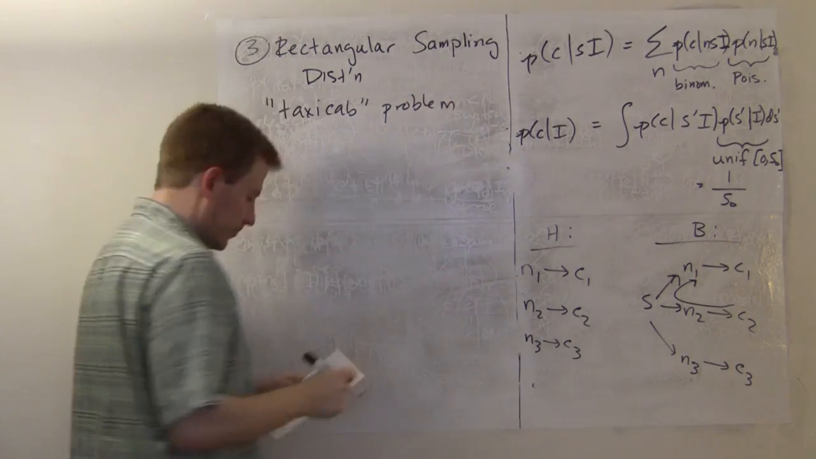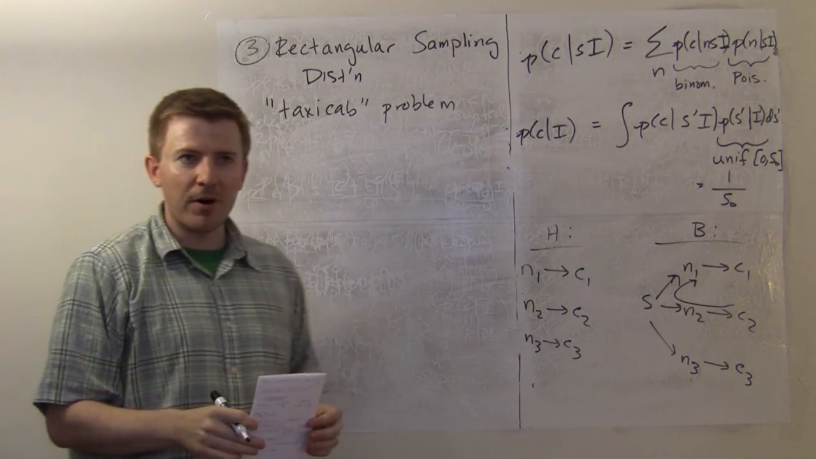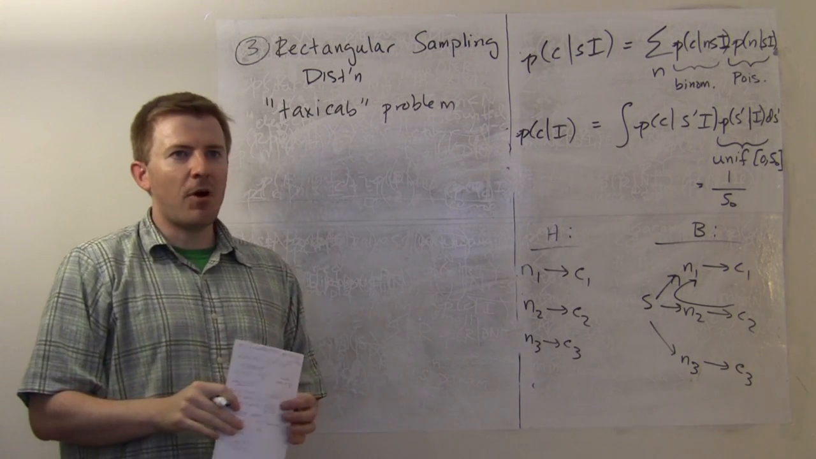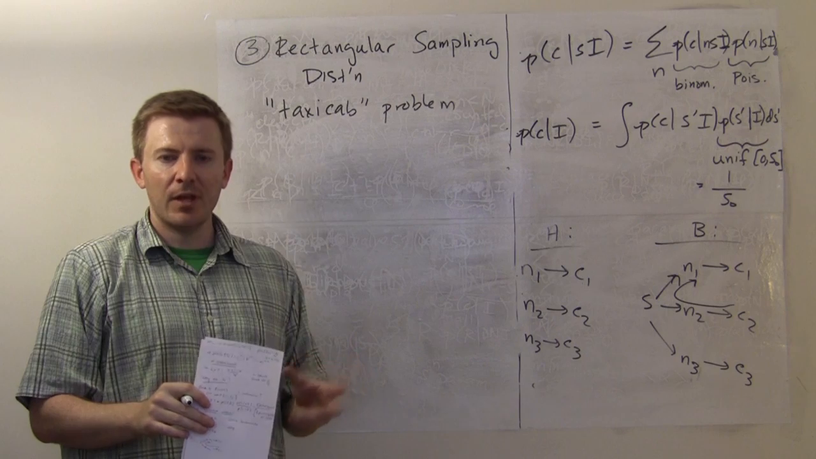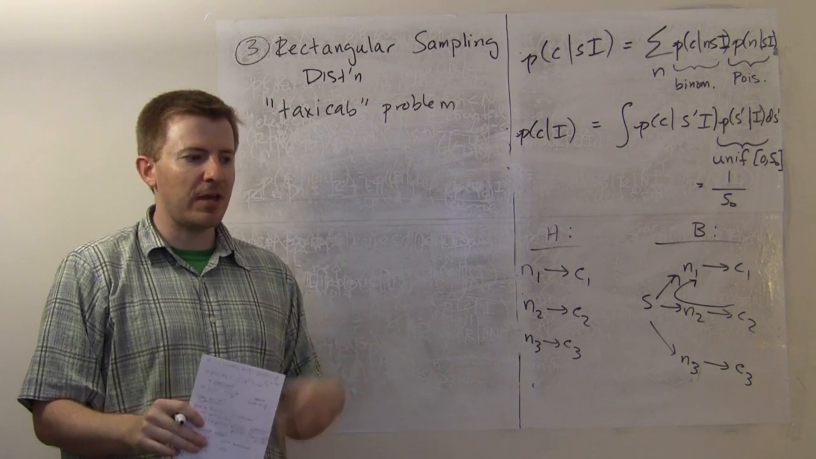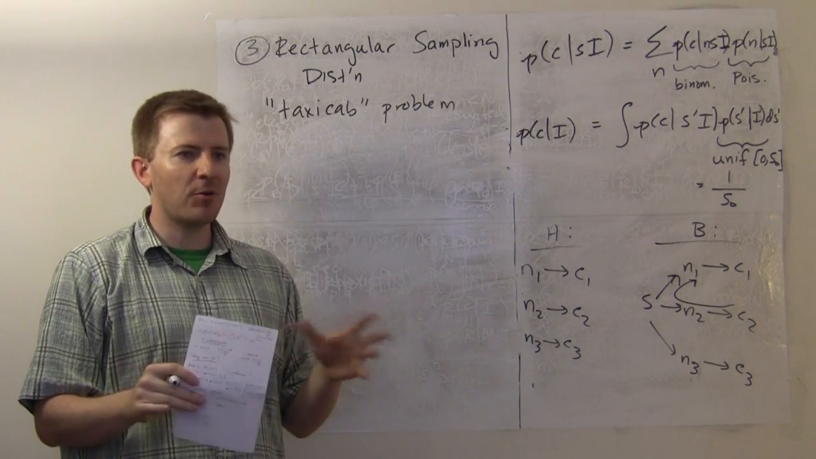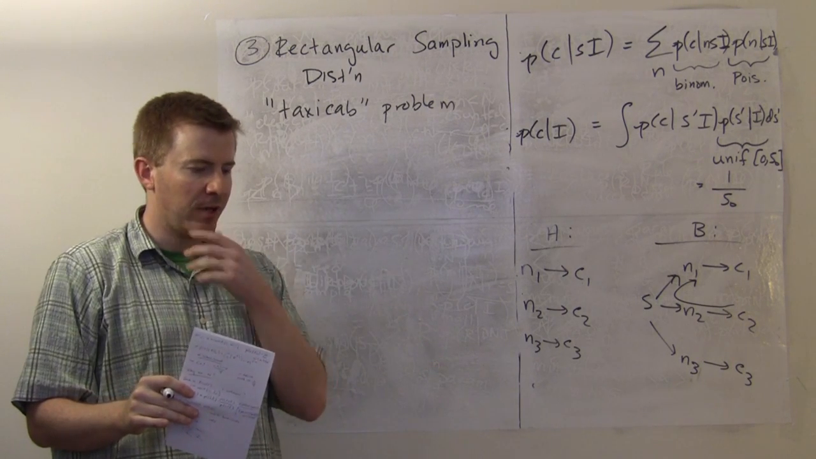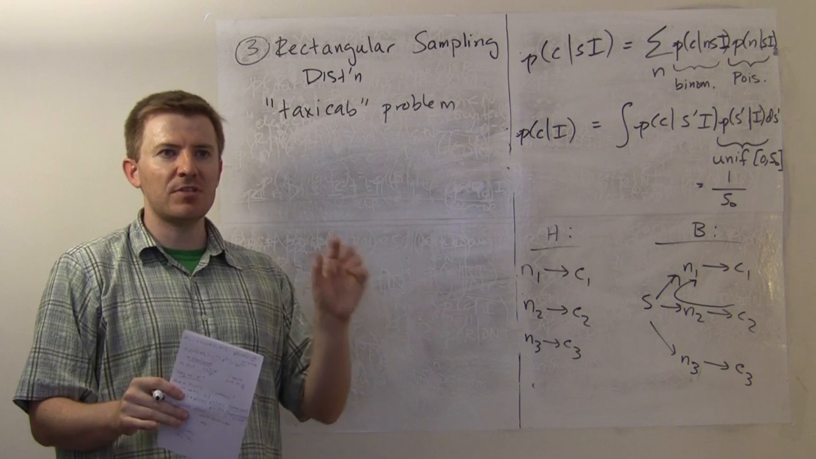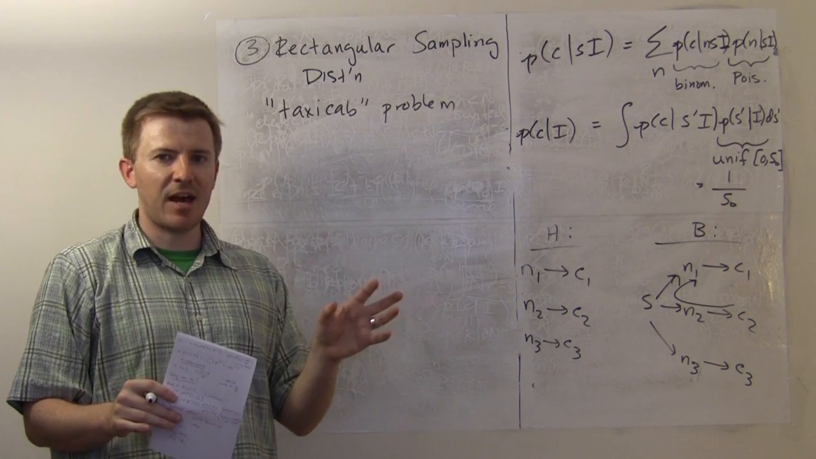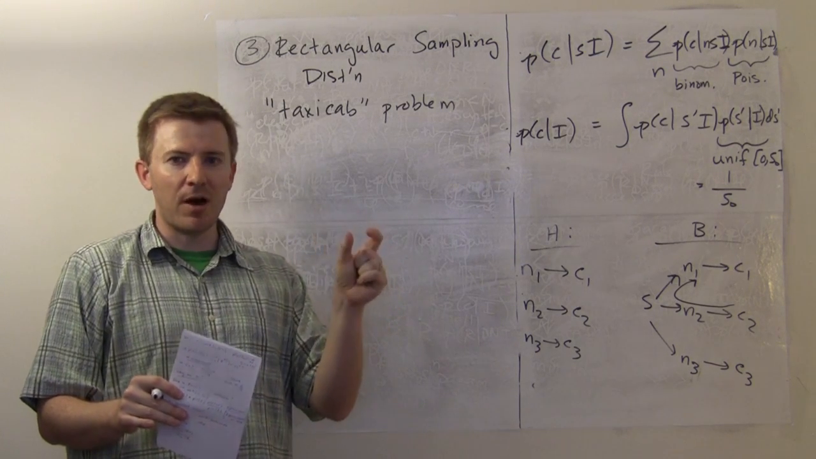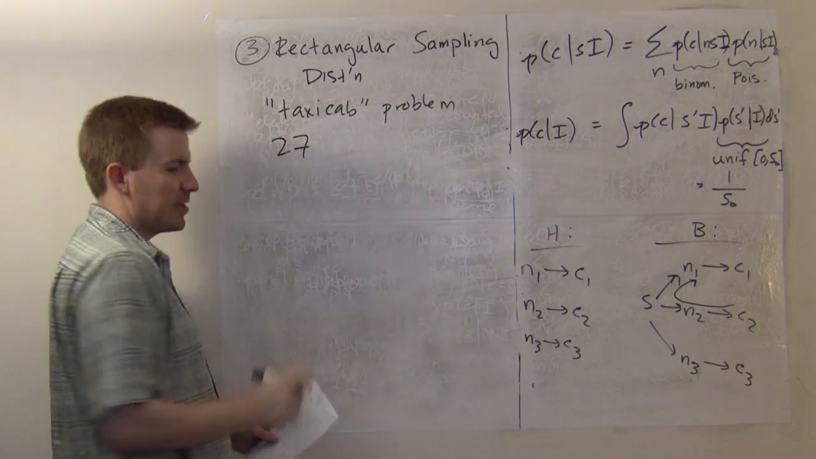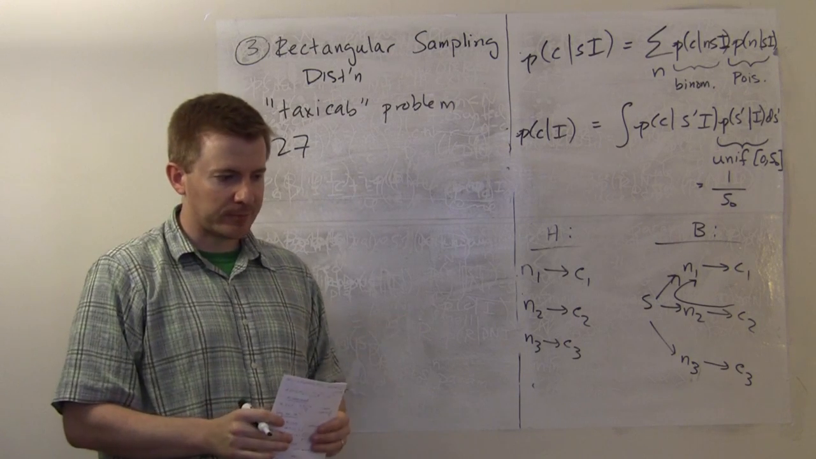Okay, so the setup for this problem basically goes like this. Imagine that you are traveling on a train and you fall asleep and you wake up somewhere, you don't really know where, in some strange town you've never been to before, and you look out the window of the train and you see a single taxi cab with a number on it that is 27. Okay, so it's cab number 27, it's the only thing there.